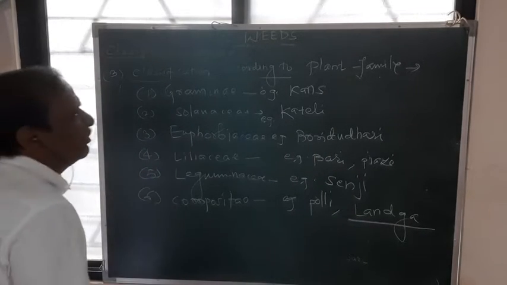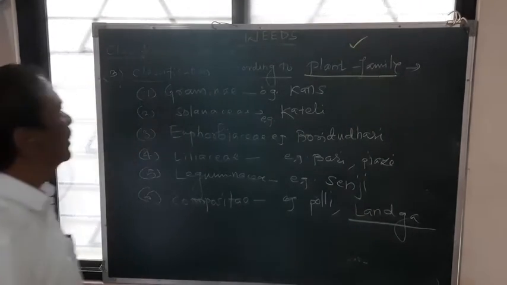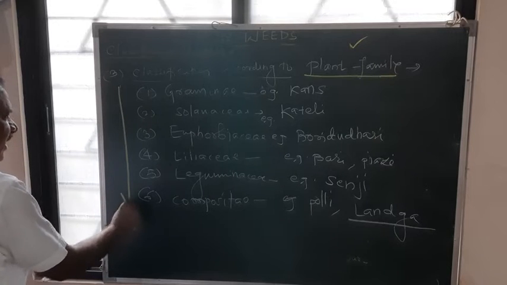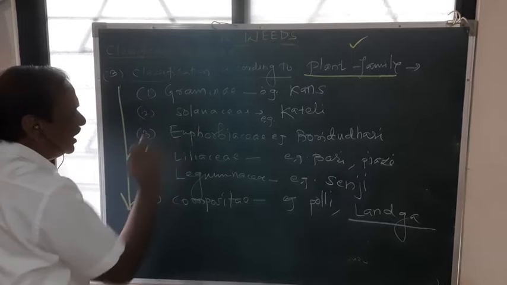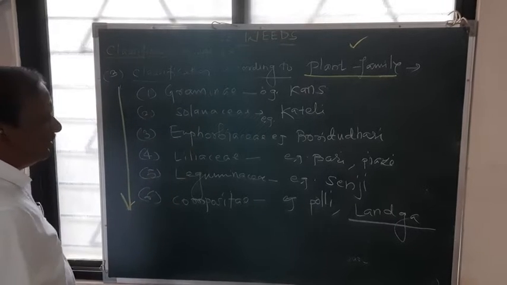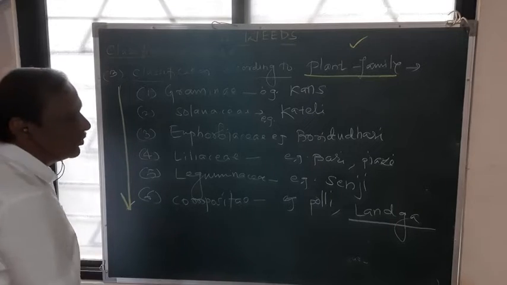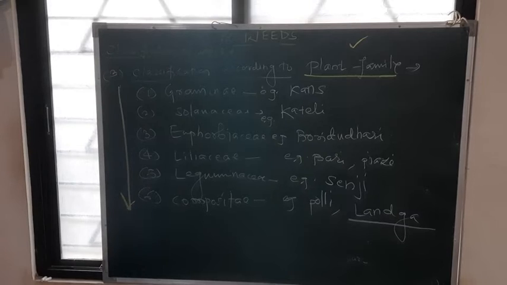Means depending upon the plant family, weeds are also classified into these six classes: family Gramineae, family Solanaceae, family Euphorbia, family Liliaceae, family Leguminaceae, and family Compositae. And these are the examples, a single example of each family, based on plant family.